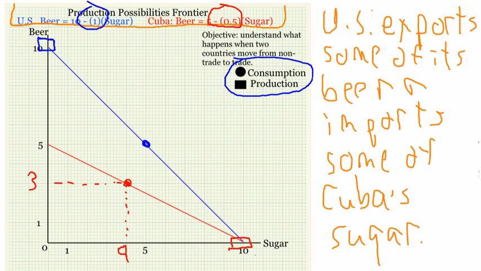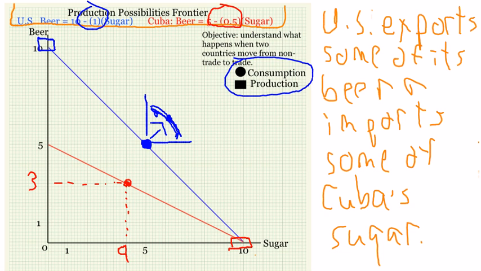Now what's going to happen, remember, the U.S. was consuming right here, 5 beer and 5 sugar. The way trade works, it's always going to be the case that the U.S. is going to be able to get a little bit more beer and sugar than they could before. They're going to consume somewhere out here. You know, they might be consuming out here, even here. But we know that after trade, the U.S. is going to be consuming out here, one of those infeasible points that they could never, ever reach without trade.